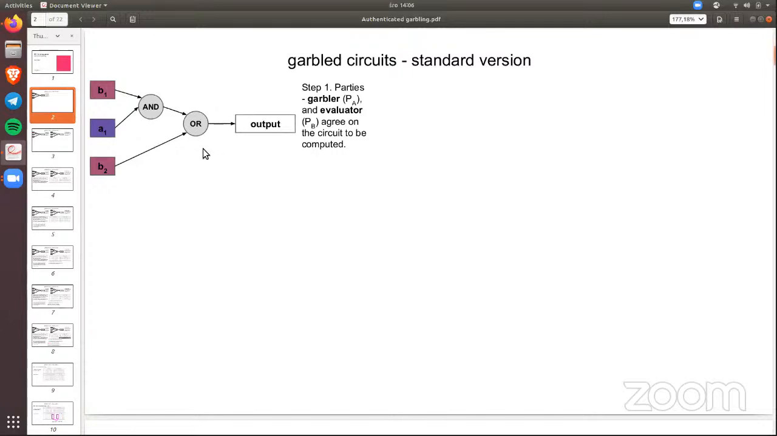For example, like this. It's a Boolean circuit, and we want to evaluate it with inputs from two parties, in such a way that the parties do not learn each other's inputs and only learn the output, nothing more. So the parties are traditionally called garbler and evaluator, for reasons that will be explained in a minute.